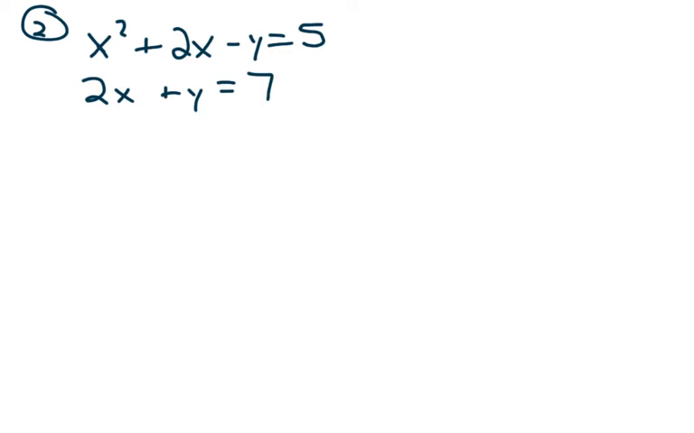Number 2, x squared plus 2x minus y is equal to 5. 2x plus y is equal to 7. Again, step number 1, get one variable by itself. Solve one equation for one variable. I'm solving the second equation for y again. If there's a linear one, I would definitely suggest solving that one for y. So y is equal to, you need to move the 2x to the other side, so I'm going to have negative 2x, and then I have positive 7. There's step 1. Solve one equation for one variable.